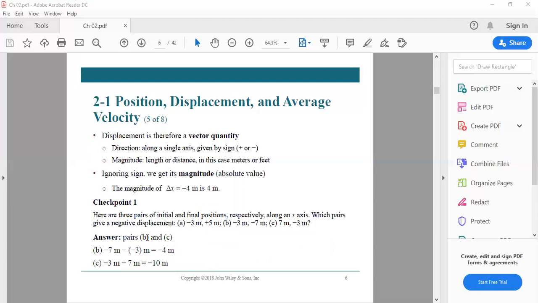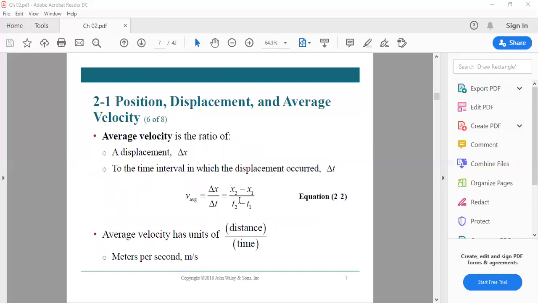So you can see the answers there. The pairs B and C will give you a negative displacement. So you've got -7 minus a -3. That gives you -4. Basically, you're taking this value and subtracting that value. If you were to take this value and subtract this value, you'd end up with a positive. It wouldn't give you a negative displacement. Here for C, it's going to be the same thing. You're taking this and subtracting that, and that gives you a -10 meters.